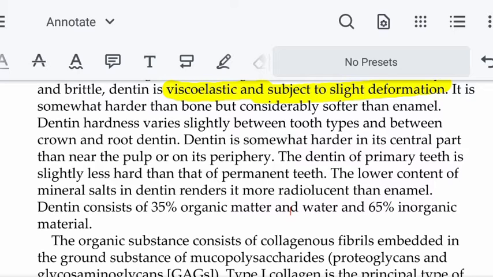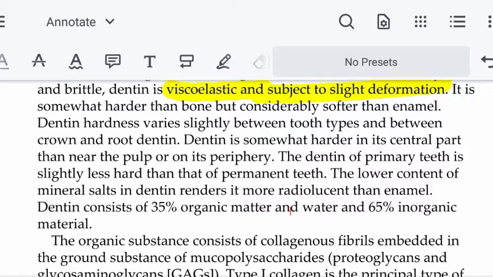The lower content of mineral salts in dentin renders it more radiolucent than enamel. What do you mean by radiolucent? So when the X-ray is taken, when light is allowed to pass, it is called radiolucent, whereas when light isn't allowed to pass, it is called radiopaque. So dentin contains lower mineral salts, right? Enamel has more mineral salts, it contains 96% mineral salts, but dentin contains only 65% inorganic materials. So it is radiolucent compared to enamel.